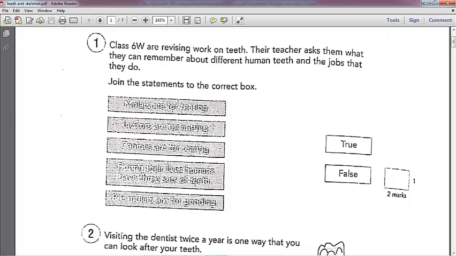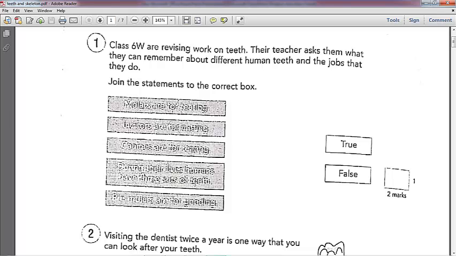Number 1. Molars are for tearing. False. Molars are for chewing and grinding food. Incisors are for cutting. This is true. Incisors are for cutting and biting food.